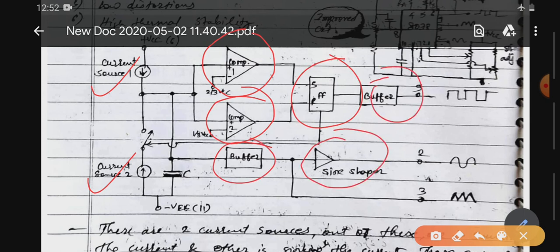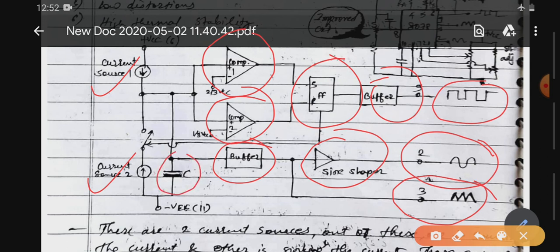At the output of the buffer you are getting a square wave. At pin number 2 you are getting a sine wave, and at pin number 3 you are getting a triangular wave. The triangular wave is nothing but the waveform across this capacitor, which is connected externally to the IC. The external capacitor initially generates the triangular wave. From that triangular wave, by using the sine shaper, we will get the sine wave. And the output of the flip-flop is nothing but 0 and 1, which is buffered, and the square wave is available at the output.